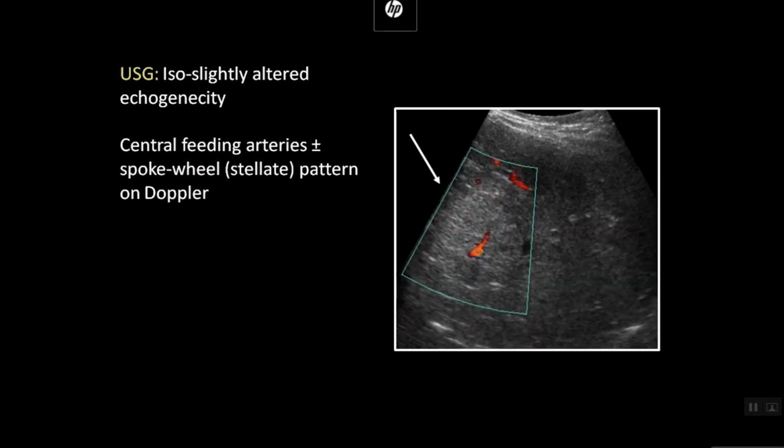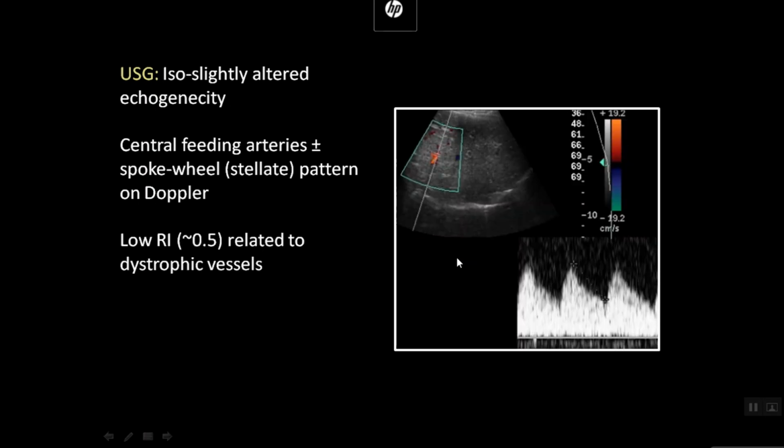If you put a Doppler, you may sometimes see central pickup of the color, right? That's because the central vessel is there. So there are central feeding arteries, so there's central pickup of the Doppler. You may see a spoke wheel pattern, meaning from the center you can see vessels going to the periphery, but that's very uncommon to see. Because it's a dystrophic vessel, if you actually put a Doppler, the resistance is low, so it will be low RI.